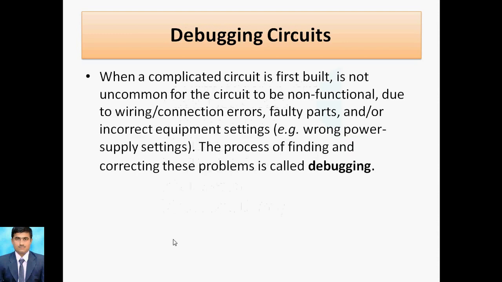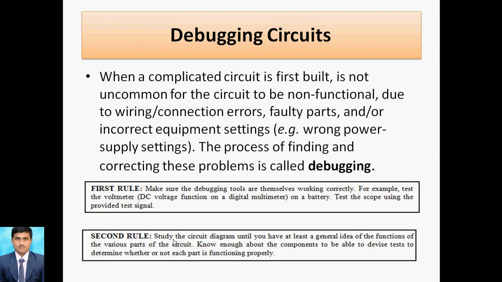Now we will discuss the next point, that is debugging circuits. Whenever a complicated circuit is first built, it is not uncommon for the circuit to be non-functional or non-working, due to wiring connection errors, faulty parts, or incorrect equipment settings. So this is debugging circuits. The process of finding and correcting these problems is called debugging. So there are two rules. In the first rule, make sure the debugging tools are working properly. For example, test the whole motor on a battery, test the scope using the provided test signal.